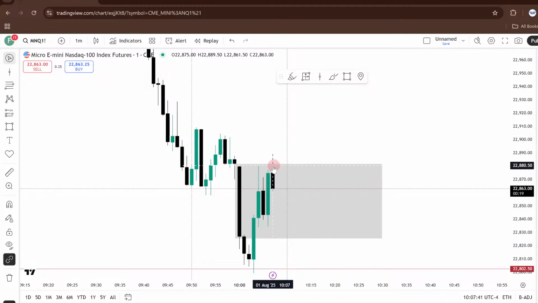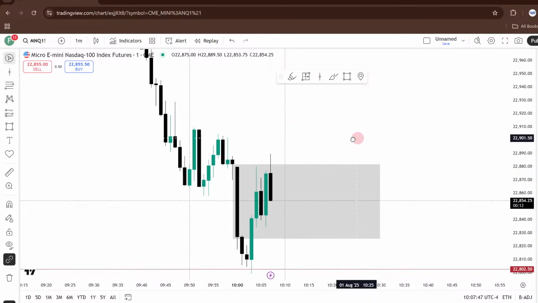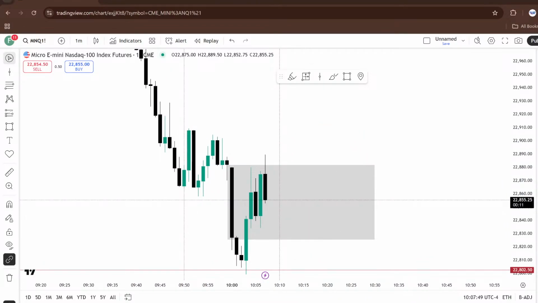But you can see that, right? We're still in that area. It's still a bearish gap for the meantime. Any questions, post them in.